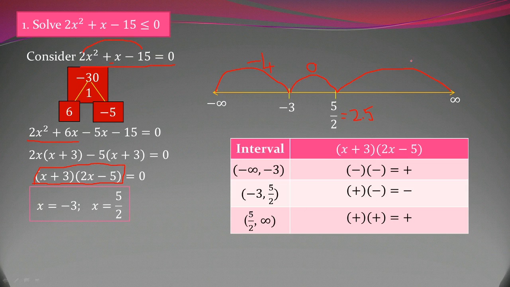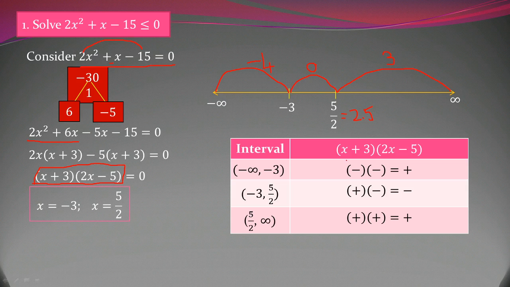Minus. And in this interval you take any number. So let us take 3. If you're taking 3, 3 plus 3 is what? 6. It is positive, so you put positive. And then in the second term, 3 into 2 is 6. 6 minus 5 is 1. So it is positive. So you put positive. So positive into positive will give you positive. So these are the signs you are getting after you substitute all these values.